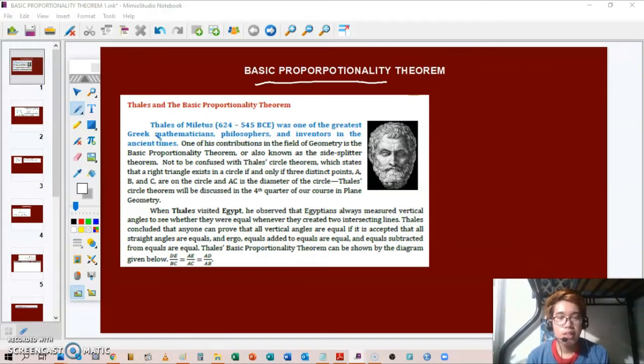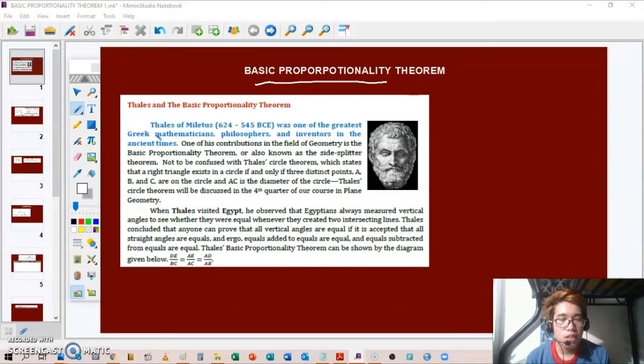It is not to be confused with Thales's circle theorem. He has another theorem about circles. Our lesson will be mostly focused on Thales's basic proportionality theorem.